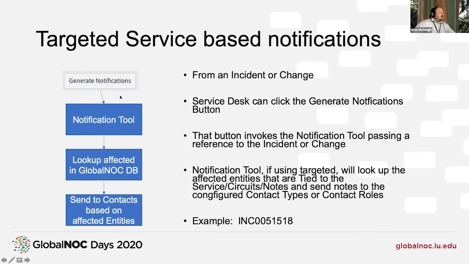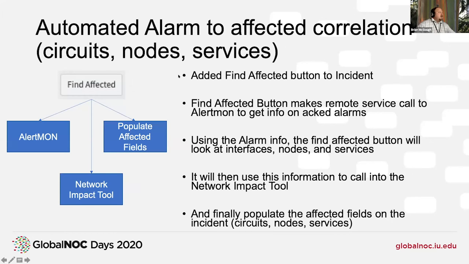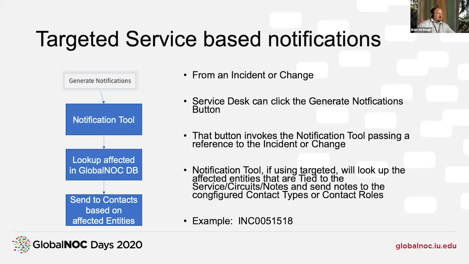Okay, so we just ran through basically these two, which is running the find affected, which did the talking to AlertMon, out to network impact, and then populated the affected fields. Then we went to generate notifications. The notification tool pulled the data from the ticket, talked to the DB, figured out the appropriate contacts based on the entities associated, and was then ready to send notifications to those specific targeted people.